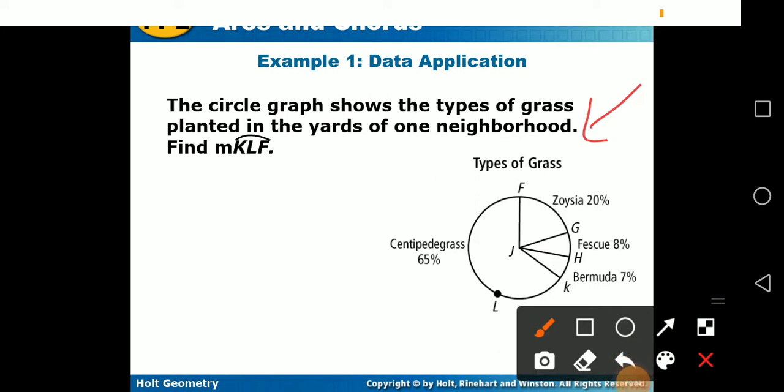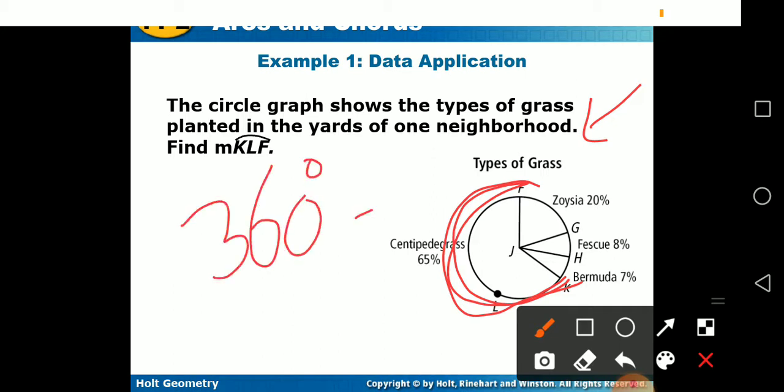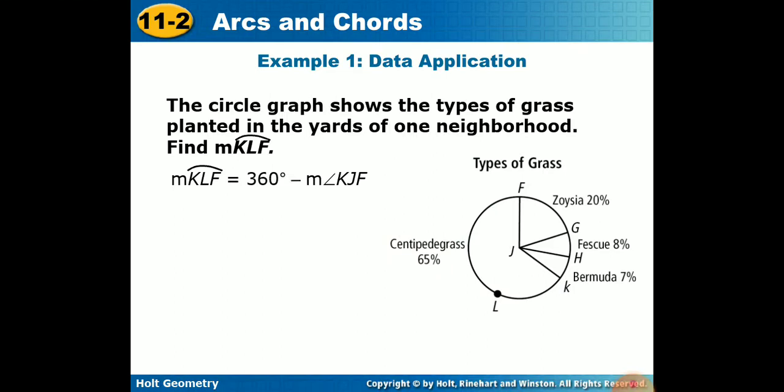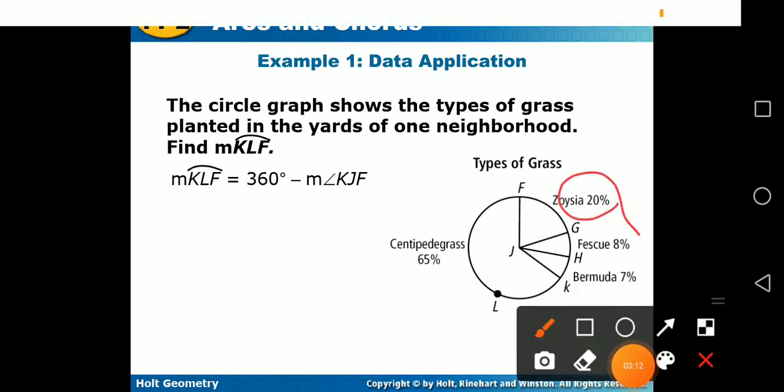In this example, the circle graph shows the types of grass planted in the yards of the neighborhood. Find the measure of arc KLF. So he asks me to find this arc. What's the rule? It's 360 minus this angle, which is FJK. So how can I find FJK or KJF? I will add the percentages, get this angle first, and then subtract it from the 360.